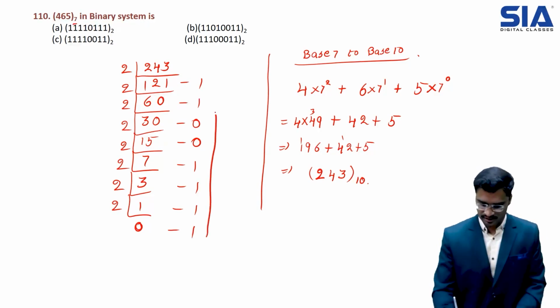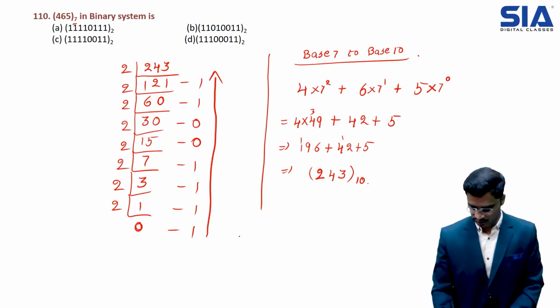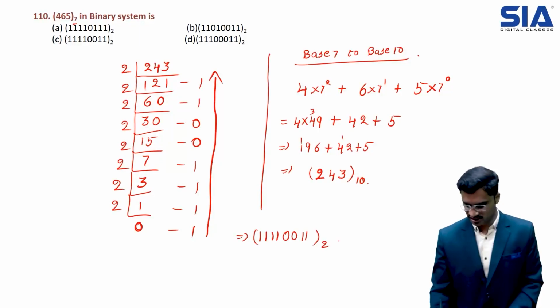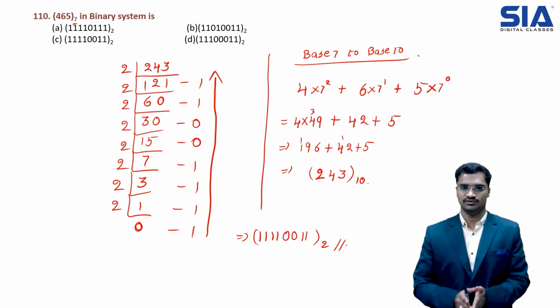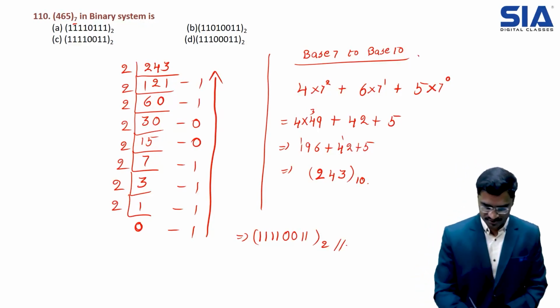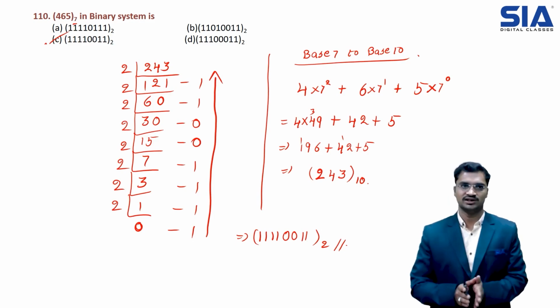So the binary of this particular number is 1 1 1 1 0 0 1 1. This is the binary conversion of 465 base 7. So our option is option C, which is 4 ones, 2 zeros, 2 ones. So our answer is option C.